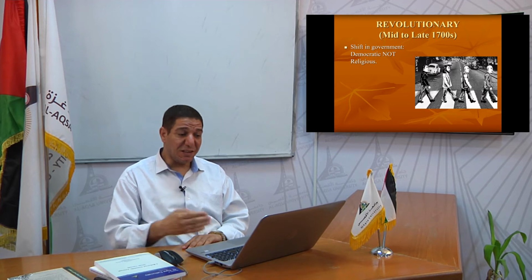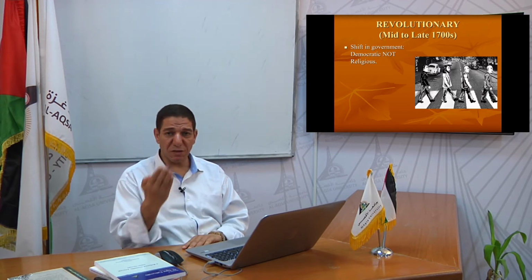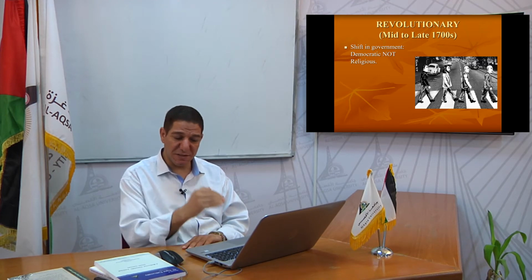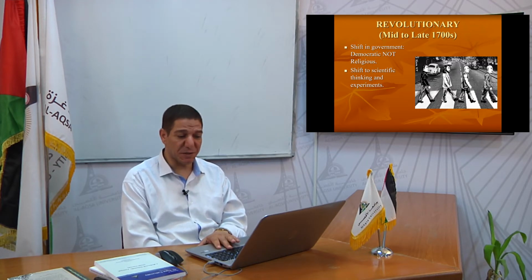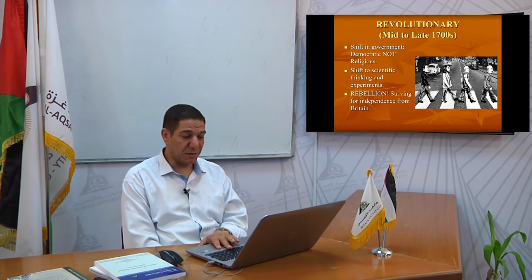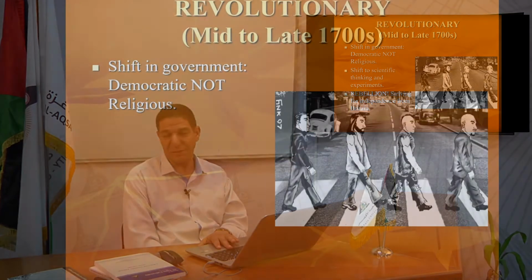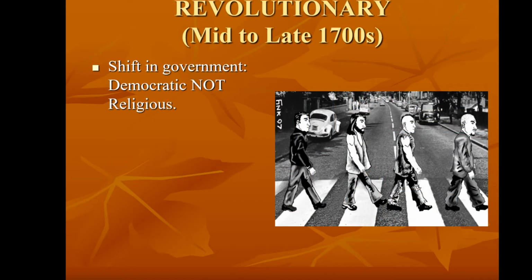Now, this resulted in a counter school of life that is reflected in literature and a shift in government, democratic, not religious. This is the Enlightenment era, and the most famous figure in the Enlightenment was Benjamin Franklin. Shift to scientific thinking and experiments. Rebellion, revolution, revolt, striving for independence from Britain. Now, this is the age of enlightenment.